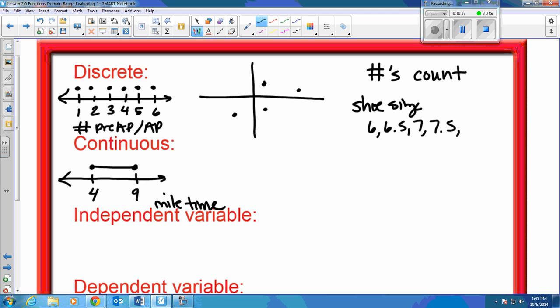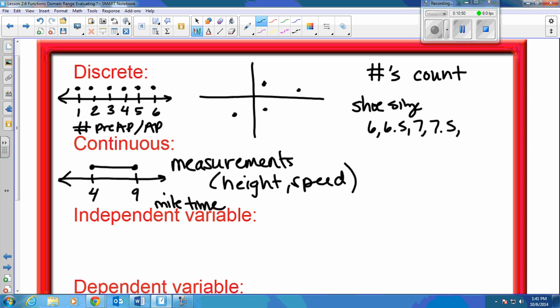So continuous variables are things we measure. So these are measurements. So this is maybe height, weight, speed, things that we measure are continuous.